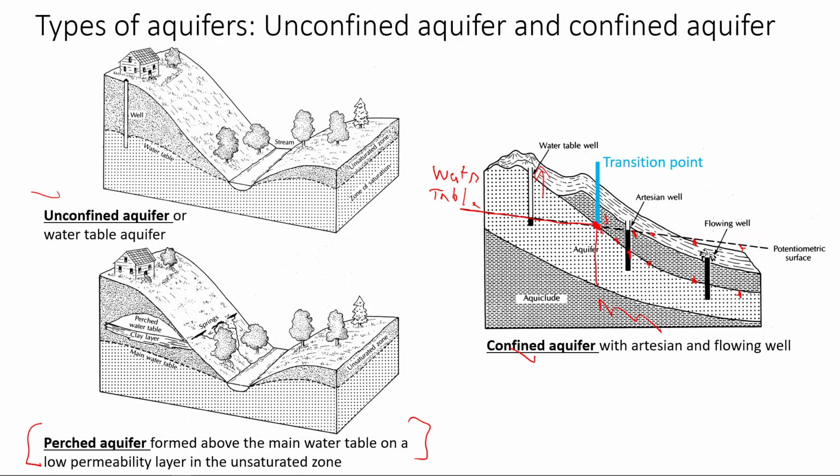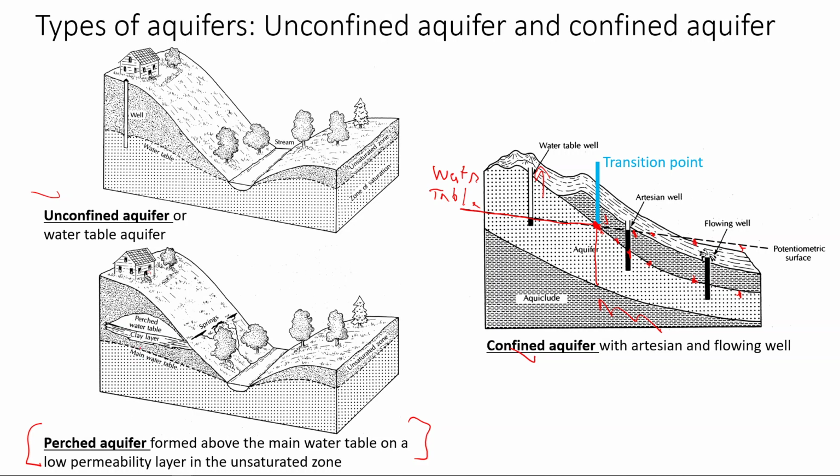So a perched aquifer, this is your typical unconfined aquifer, but above this one, you will find a confining layer, and then you will find a little amount of water here. That one could get dried very quickly because you only have this little amount of water. Once you start pumping, it could get dried quickly, but it could also get recharged quickly. So that's also one thing you need to bear in mind, that this could fool you.